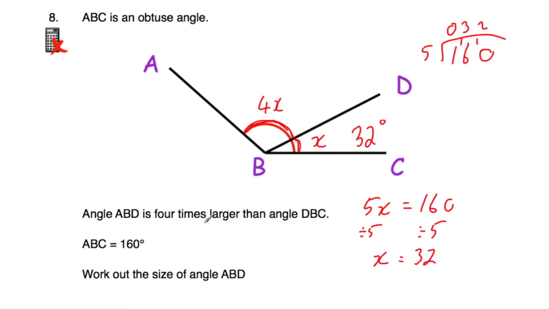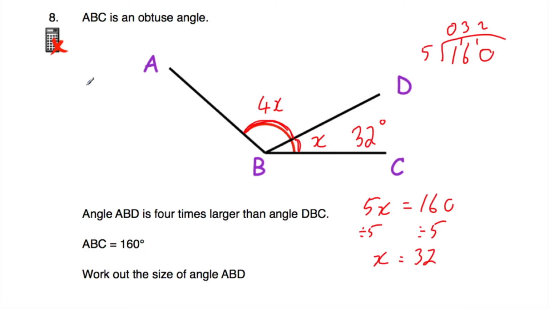Now the question says work out the size of angle ABD. We want to find the size of this angle. So this angle is 4 times larger than this one, because here we've got x and 4x, so we times them by 4. The question says that this angle is 4 times larger than this one. So if we just do 32 times 4, we can find the size of this angle.